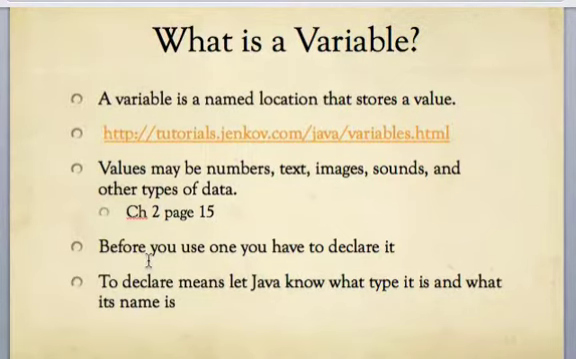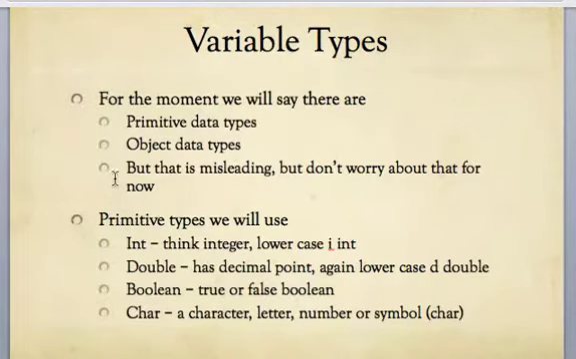Now, before you use a variable, you have to declare it, and to declare it means to let Java know what type of variable it is and what name it will have. For the moment, we are going to say that there are primitive data types and object data types, and as I say, that's a little bit misleading, but it'll work for now. A primitive data type is an int, a double, a boolean, and a char. And all of these should be with lowercase letters. Unfortunately, this is one of the foibles of using PowerPoint.